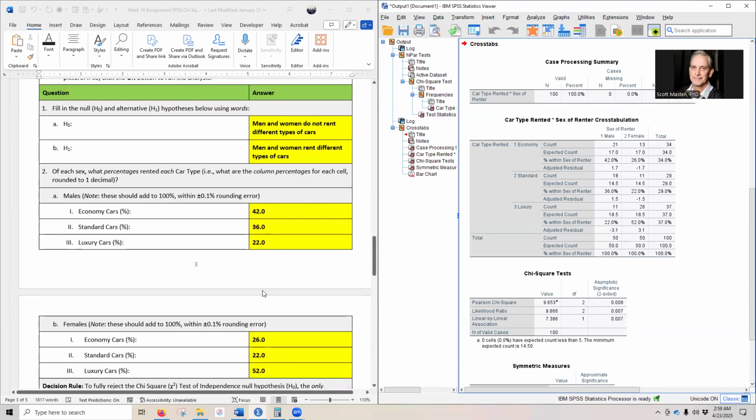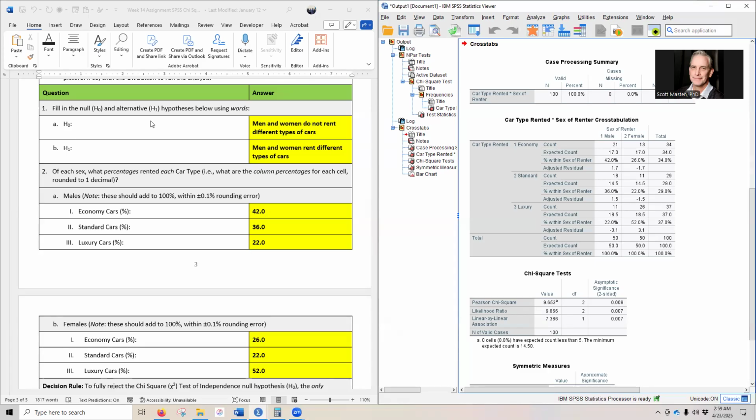So this is the one where the hypotheses are written in words. And basically, the null hypothesis is always that these 2 variables aren't related, they're independent. And then the alternative is always, well, these 2 variables are related. There's some sort of difference or dependency. So, starting with the null hypothesis, if indeed these variables are independent or not related, would be no, men and women do not differ in the types of cars they like to rent. Something like that. Some way of saying that.